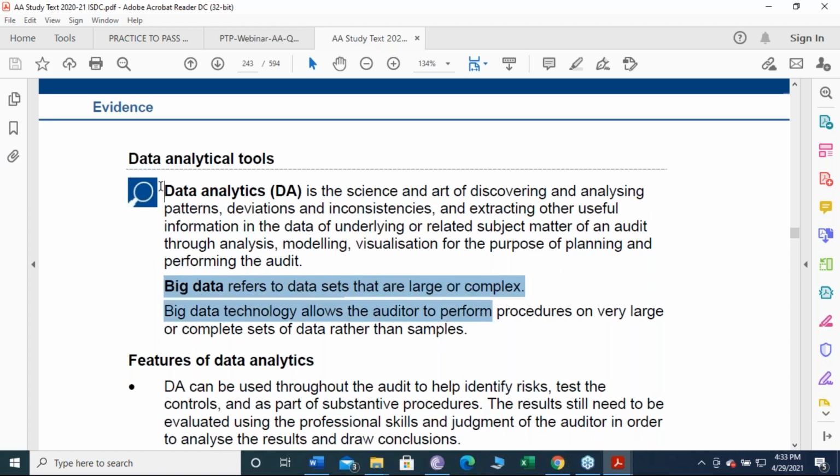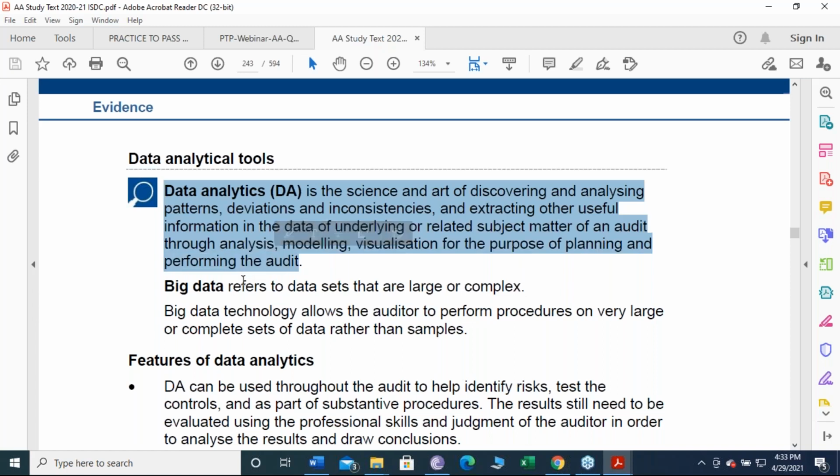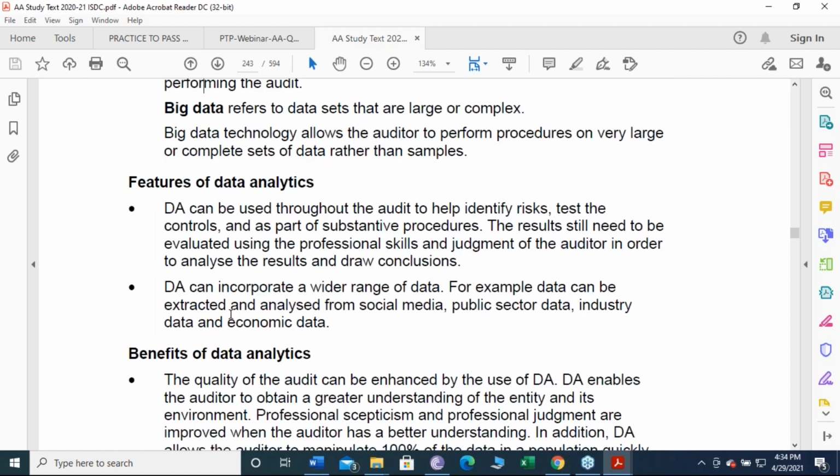And what does data analytics do? It tries to figure out unusual relations, unusual fluctuations, and any inconsistencies. So if the complaints are increasing, how come the sales revenue is increasing? If the advertising cost is decreasing, how is it possible that the distribution cost is increasing? Because if the advertising cost is decreasing, most likely the sales revenue would be decreasing and the distribution cost should decrease. So these are called data analytics, and these are the modern tools used by auditors.